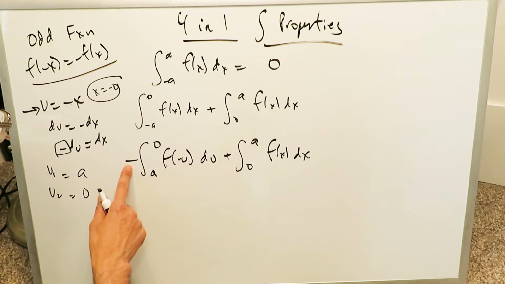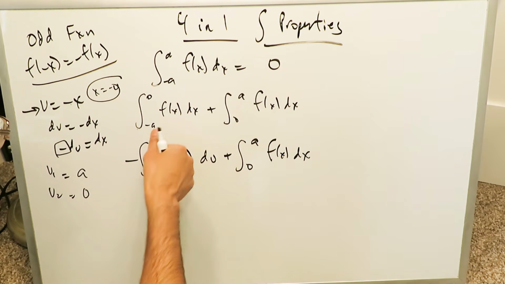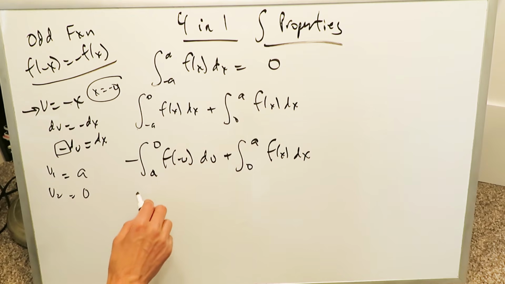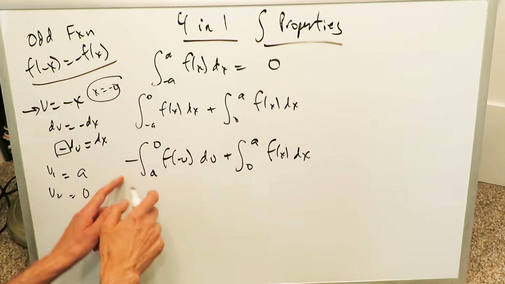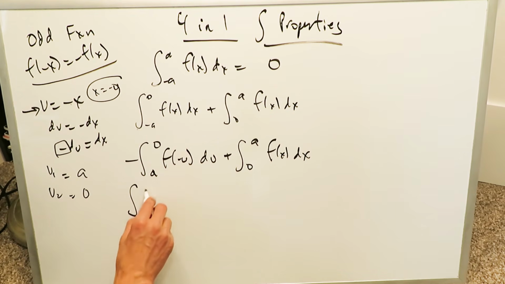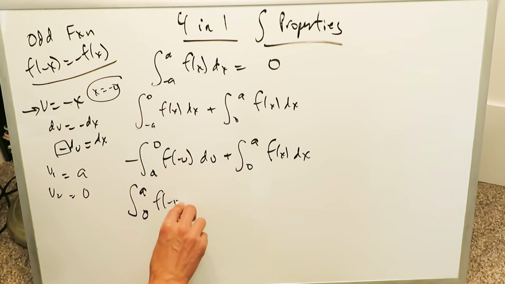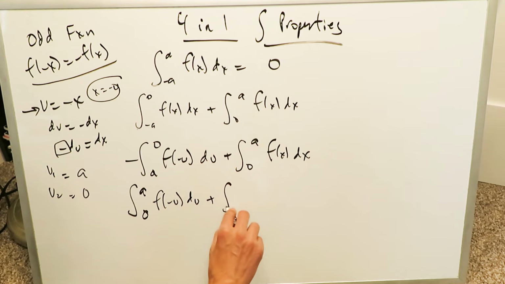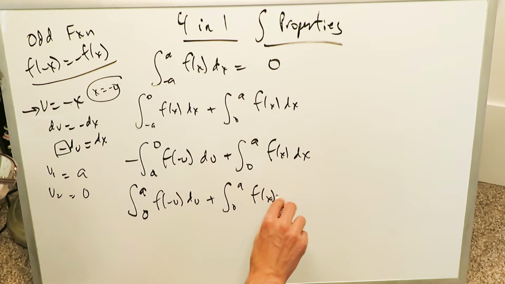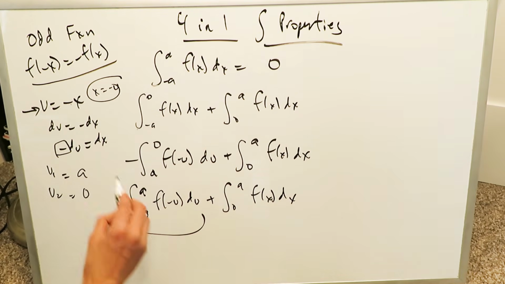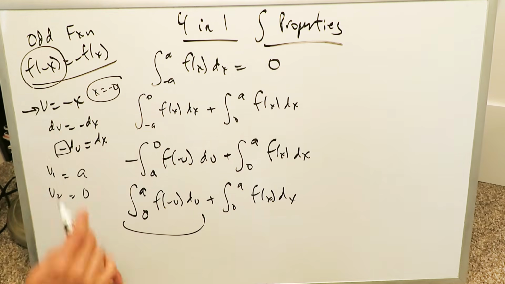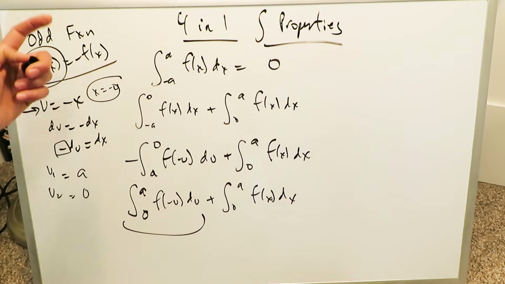I can hit all of this with a negative and flip the interval limits around, because it wouldn't be a bad idea. When I hit everything here with a negative, this thing becomes a positive, but it allows me to flip these limits, so I have the larger number on the top and the smaller number on the bottom. I have the integral from 0 to a of f of minus u du plus the integral from 0 to a of f of x dx. What I have over here is something which looks like f of minus x, but this should be equal to minus f of x.